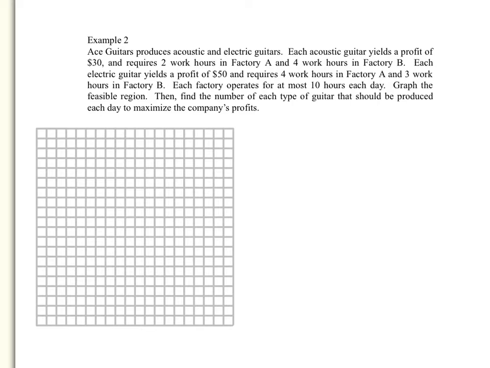1, you need to identify your variables. 2, we need to look at the profit equation and write that equation. 3, we need to write our constraint equations. And once we write the equations, we'll solve for y and graph them in step 4. Step 5, we'll see our feasible region and we'll grab our vertices off of that region. And then in step 6, we'll plug the vertices in and find how many acoustic guitars and how many electric guitars they should make to maximize the company's profit.